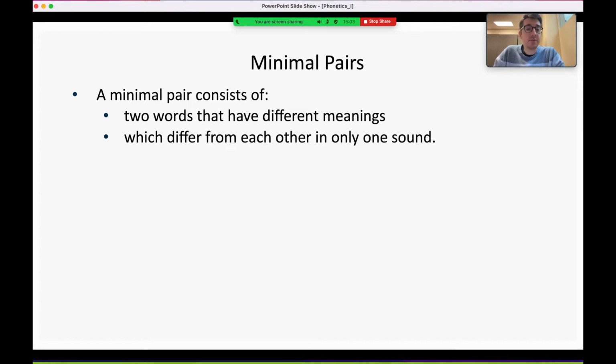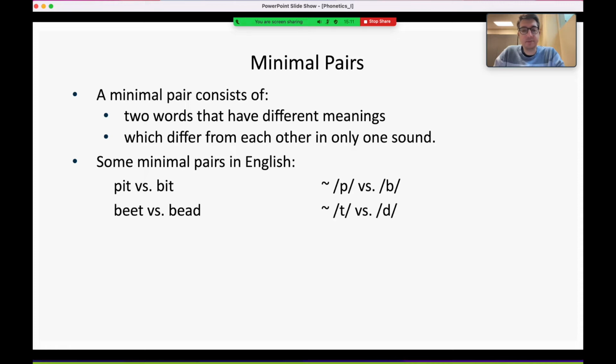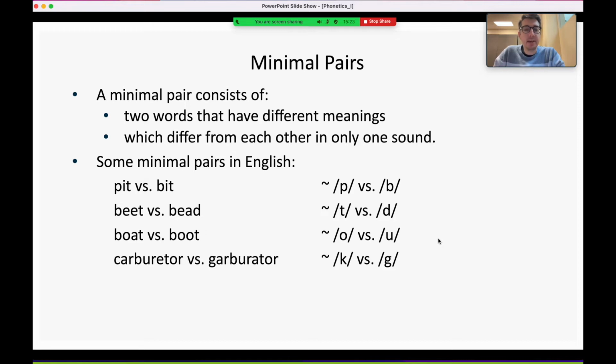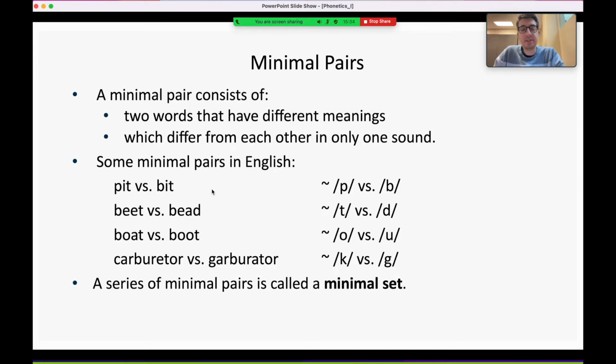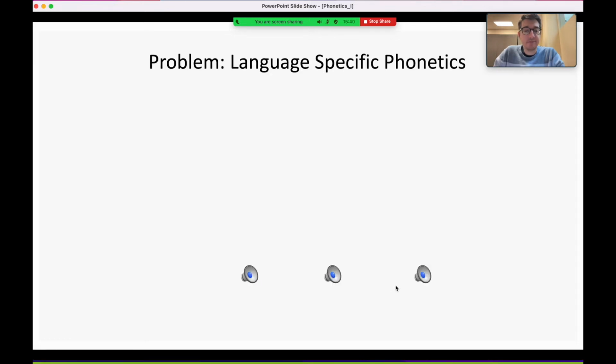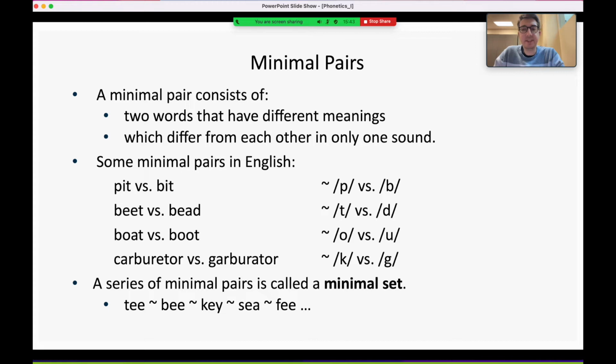A minimal pair consists of two words that have different meanings, which differ from each other in only one sound. Some minimal pairs in English are bit and bid, beat and bead, for example, with t and d. Also boat and boot, which are vowels, right? O and U. Also cart and card, K and G. And a series like bit and sit and fit and so on and so forth would be a minimal set.